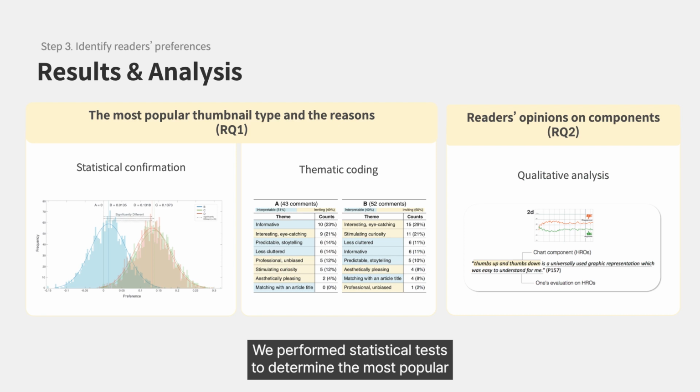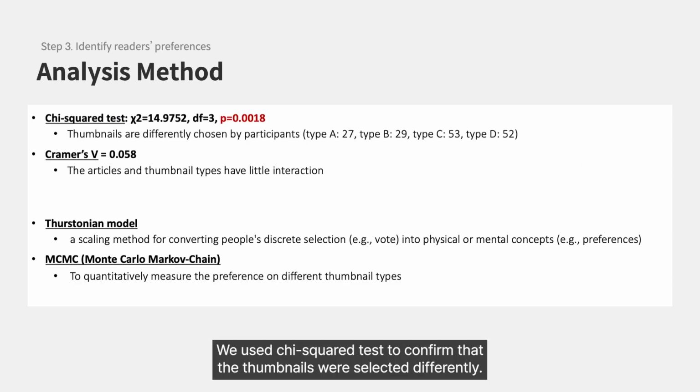We performed statistical tests to determine the most popular thumbnail type and reasons stated by participants for their choice. Then we conducted qualitative analysis that investigated the readers' opinions on the components of the visualization thumbnails. We used chi-square tests to confirm the thumbnails were selected differently.